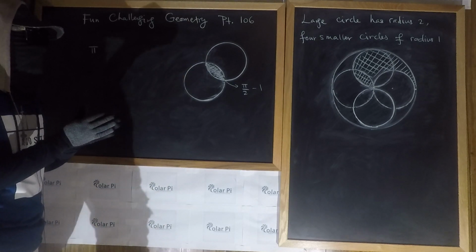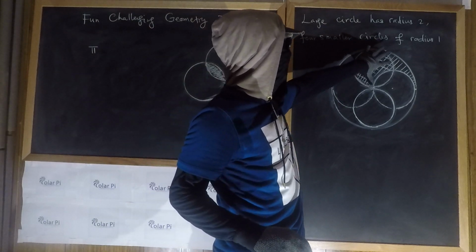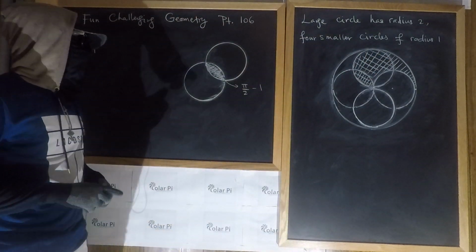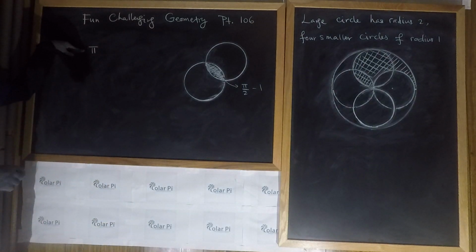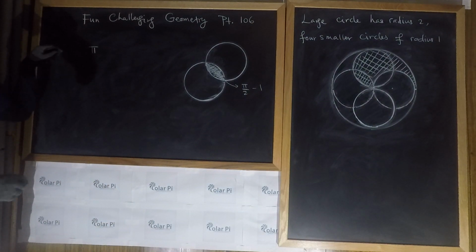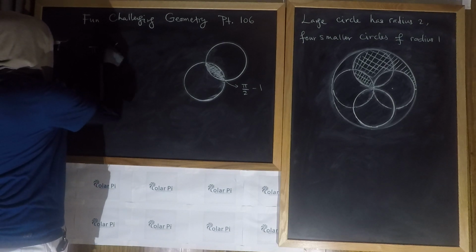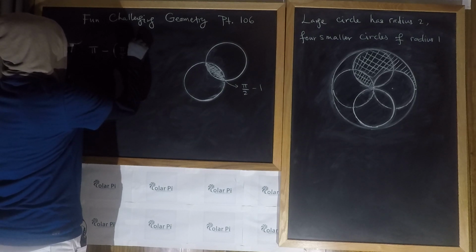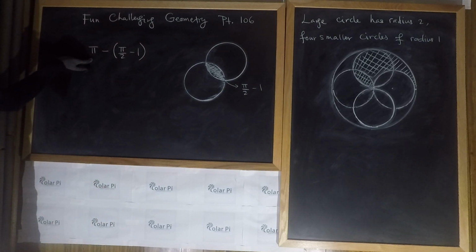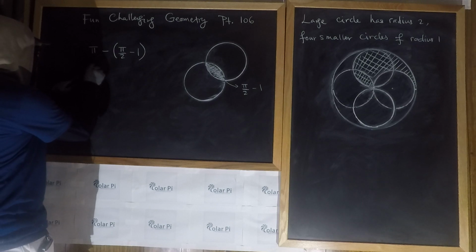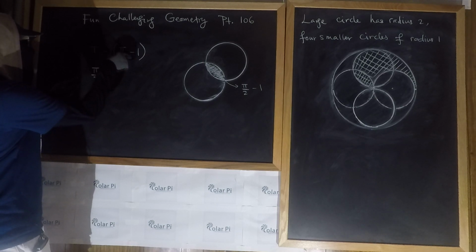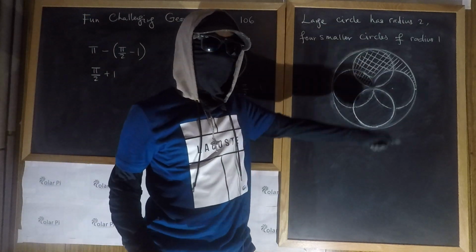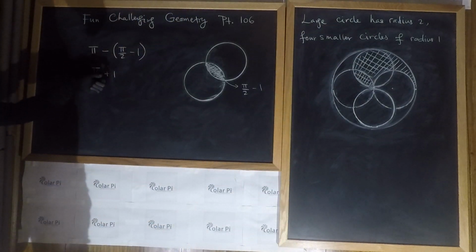So for the waffle, what I'm saying is we could do the area of one of the small circles minus this little strip, and we already found the area of that little strip. As I said, the area of one of the smaller circles is pi, and so we go pi minus pi over 2 minus 1. So that's pi minus pi over 2, which is pi over 2, and then minus 1 is plus 1. So waffle has area equal to pi over 2 plus 1.